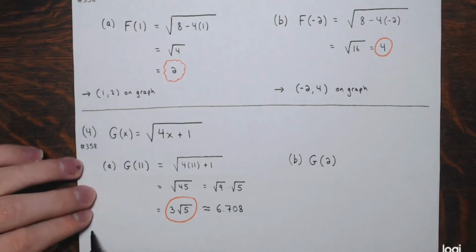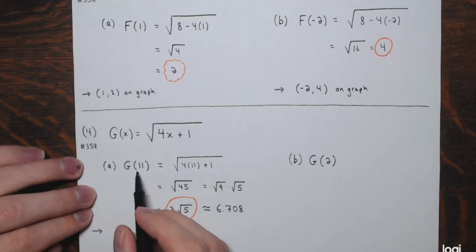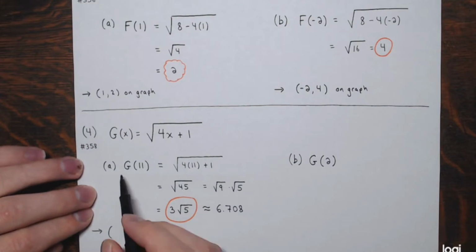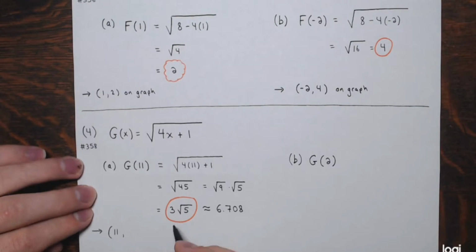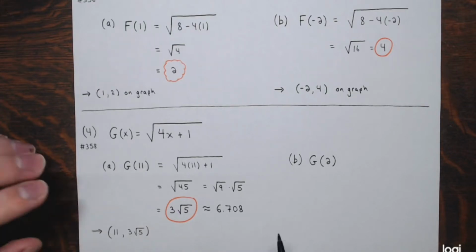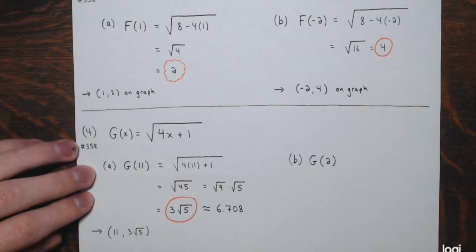And then once again, this g of 11 equals 3 times the square root of 5 tells us an ordered pair, a point on the graph of this function g. Input 11, comma, output 3 times the square root of 5. But you're going to see on the Desmos site, they'll have 6.708. They usually round to 3 decimal places if it's not a nice number. So that point would be on the graph of g.